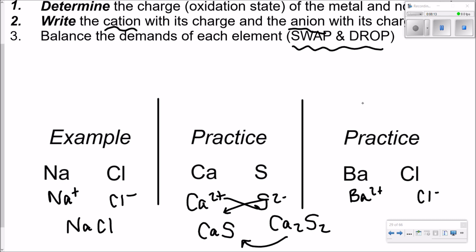If barium loses 2, I'm going to draw it up here. If barium loses 2, you're going to need 1 barium, and you're going to need 2 chlorines, because chlorine only accepts 1 electron. So if barium's giving up 2, in order for chlorine to form an ionic bond with it, there's going to have to be 2 chlorines, 1 chlorine for each of the electrons that barium is giving up.